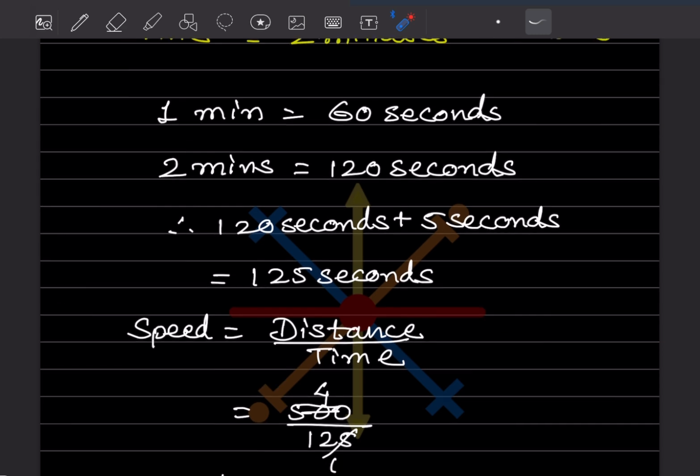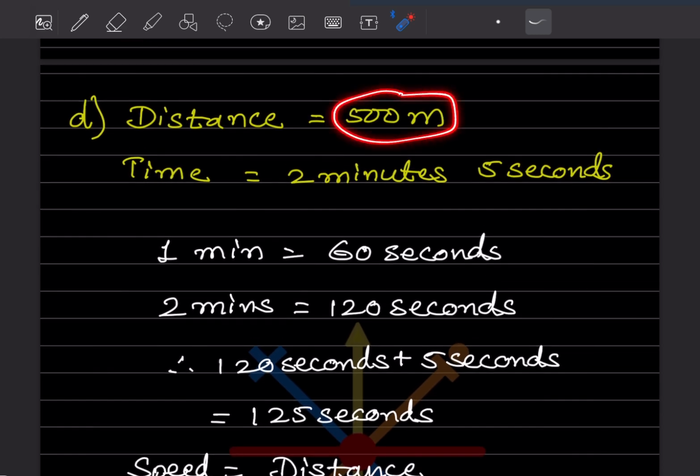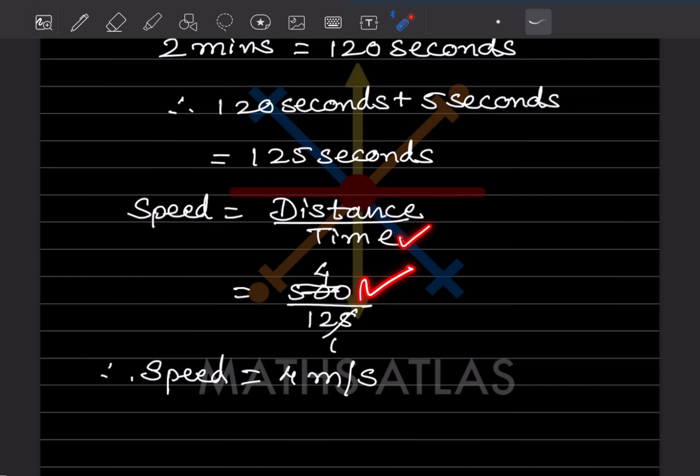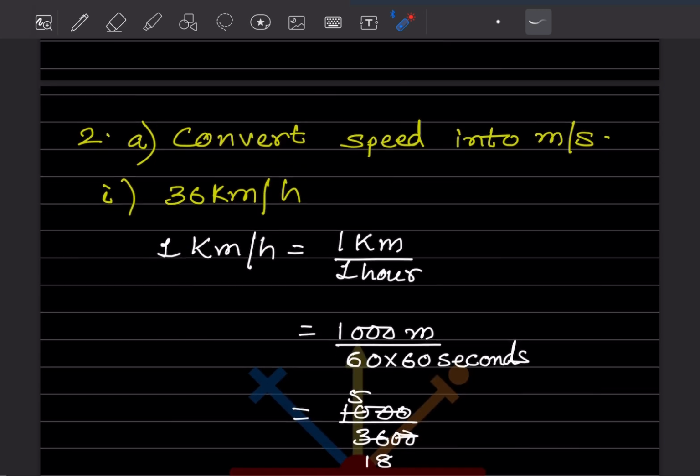Speed is equal to distance by time. Distance is given as 500 meter and this time is given as 125. So 125 ones are 125, fours are 500. So speed is 4. Now we have converted this to seconds, so it is meter per second. So this is important. Now here convert speed into meter per second.